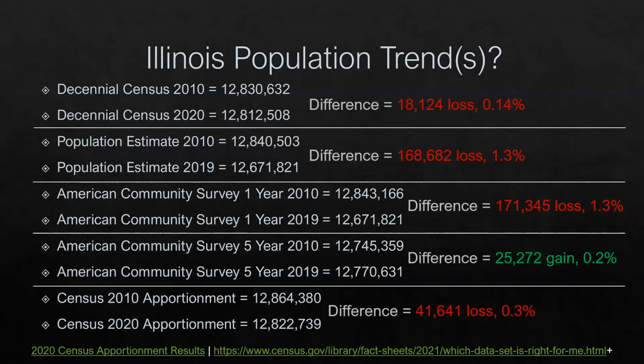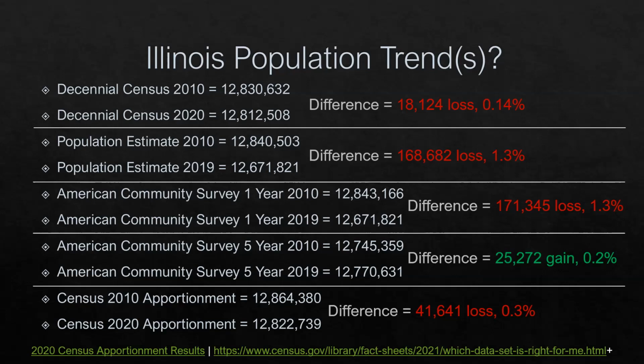But as you look here, 170,000 people were lost. Now we're talking a much bigger number. And remember, we were gaining population until 2013. So if you only look at the loss from 2013 to 2019, it's a lot bigger. And that's usually what we've been seeing in the press, are these numbers. If you look at the American Community Survey, the next one down, a loss of 171,000, which pretty much agrees with the population estimate. But then you go to the 5-year American Community Survey, which is basically an average over the course of 5 years. You get a gain of 25,000 in population.